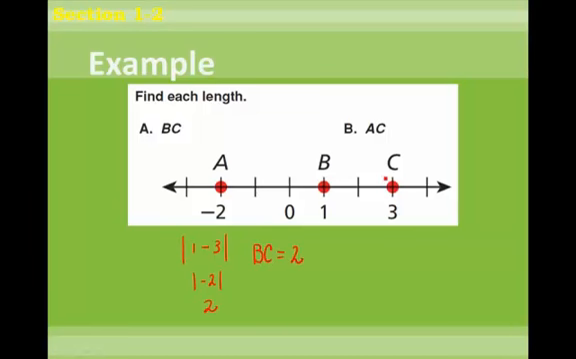If we wanted to find the length of segment AC, we would do the absolute value of the difference. We have negative 2 minus the coordinate that goes along with C, which is 3. That's the absolute value of negative 5, which is 5. So the length of segment AC is 5. Again, no dash. When we put a dash over it, that means segment AC. When we don't put a dash over it, it means the length of segment AC.